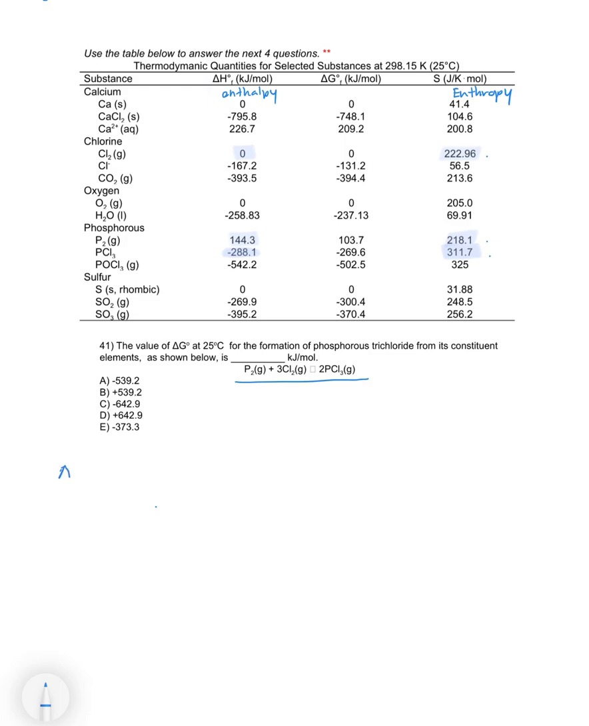To find delta G, we must use the equation delta H minus temperature times delta S. Delta H is the change of enthalpy. To find delta H, we must subtract the delta H of the reactants from the delta H of the products. To find delta S, we must subtract the delta S of the reactants from the delta S of the products. We will start by finding delta H.